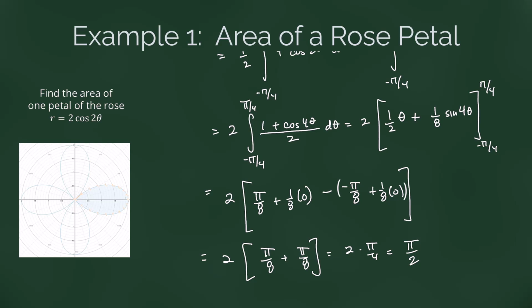And of course, if we wanted to do the whole thing, we could use its symmetry to say that the whole thing is 4 times pi over 2, or 2 pi.